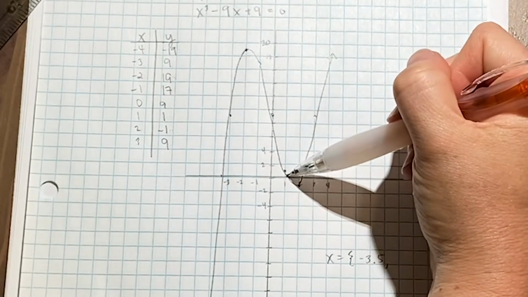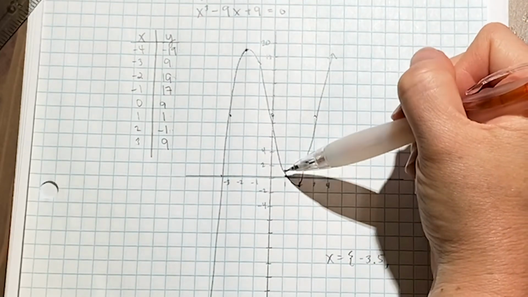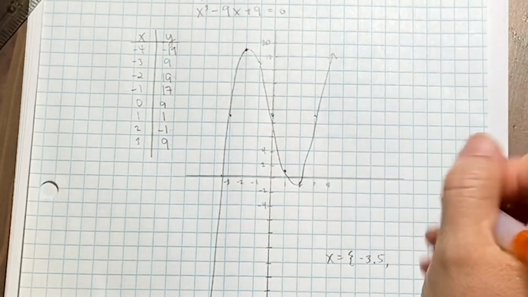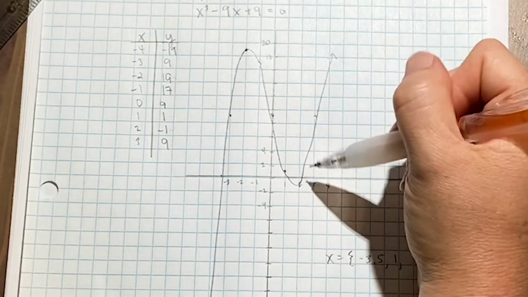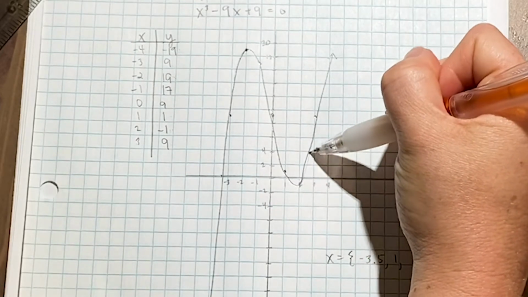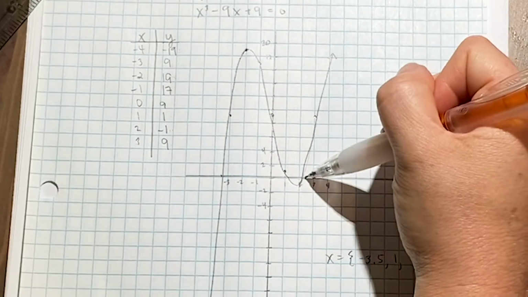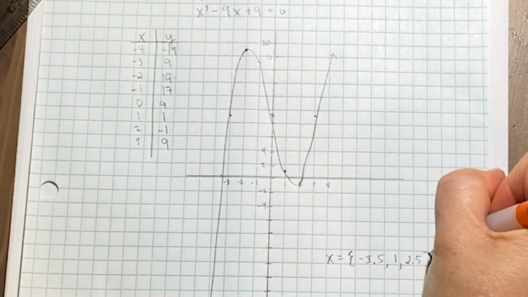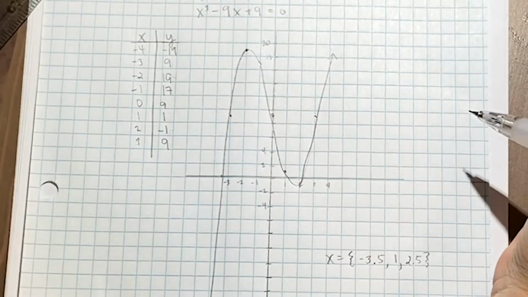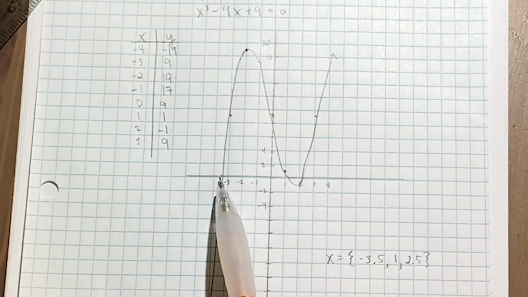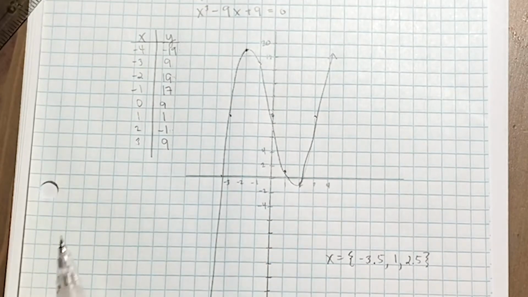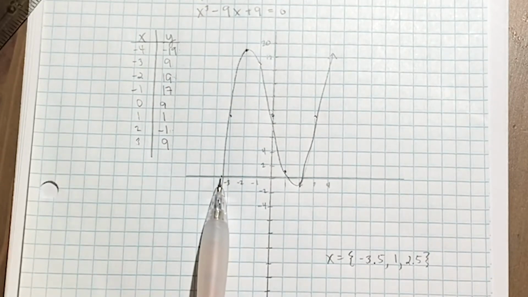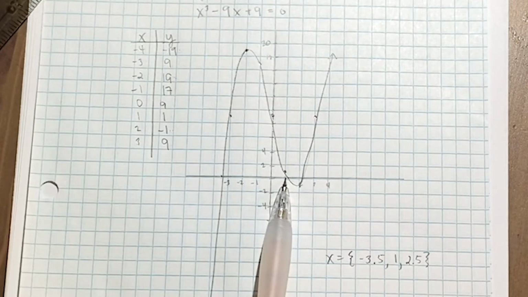And then over here, I'm crossing between 1 and 2. It's closer to 1 than it is to 1.5, so I'm going to call that one 1. And then it's crossing between 2 and 3. This is the part where I got a little off. I'd say it's maybe closer to 2.5. You're just going to have to use your best judgment on that. We're trying to go to the nearest half unit on the x-axis of where it's crossing the x-axis. So I'm saying -3.5, closer to +1, and then close to about 2.5.